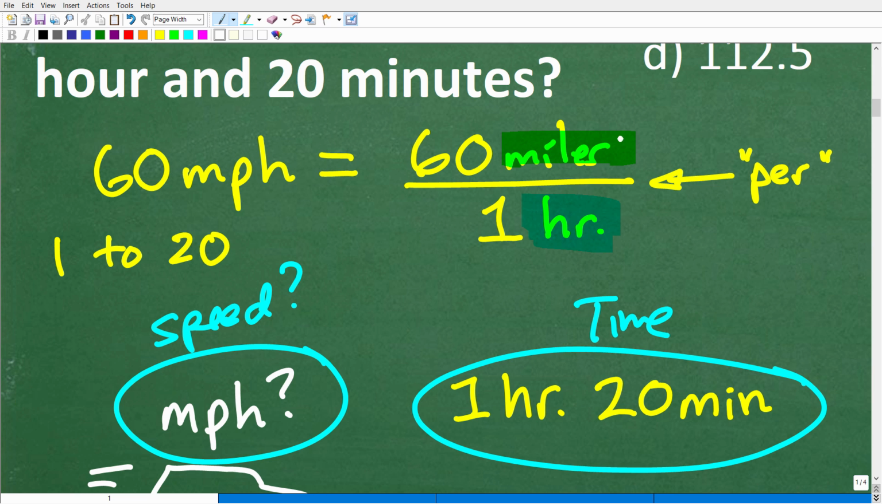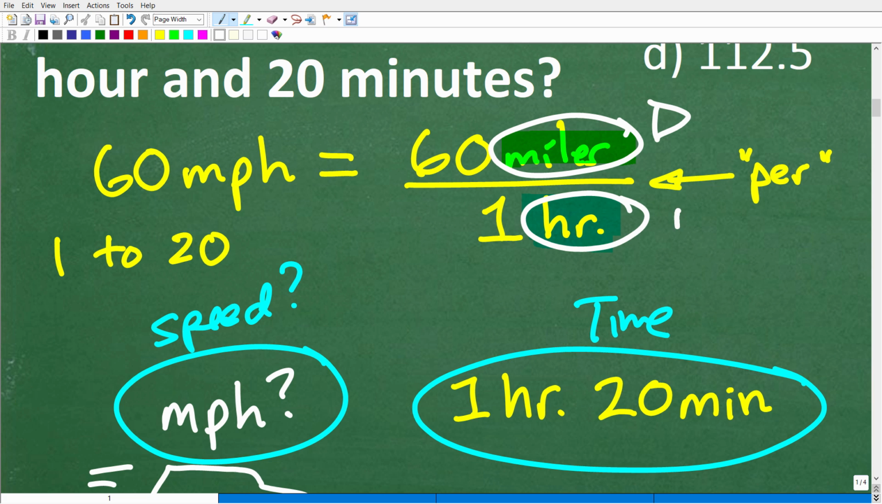So here, what we're doing is comparing distance, in miles, to time. All right, so distance to time. When you're comparing two completely different units of measure in a fraction, like 60 miles per every 1 hour, this is a rate.